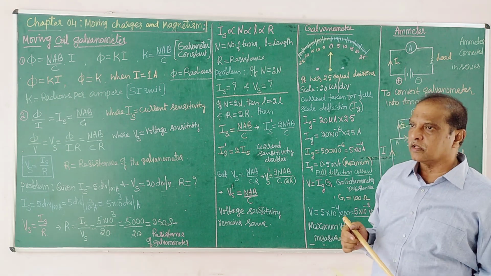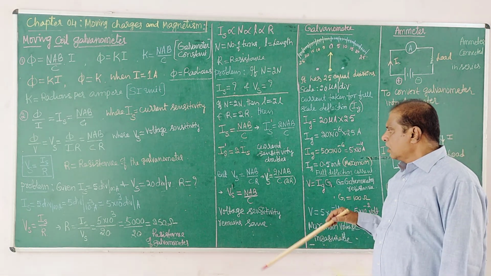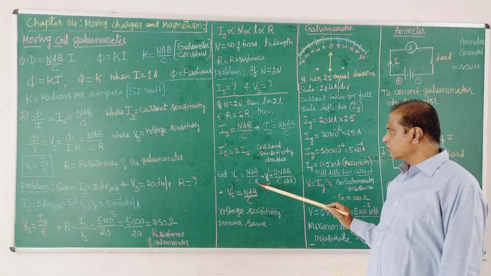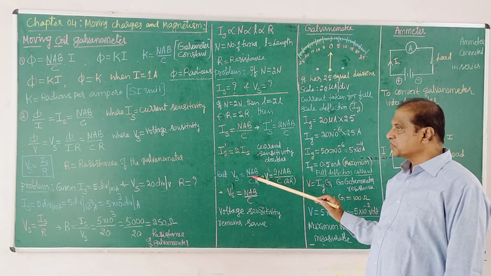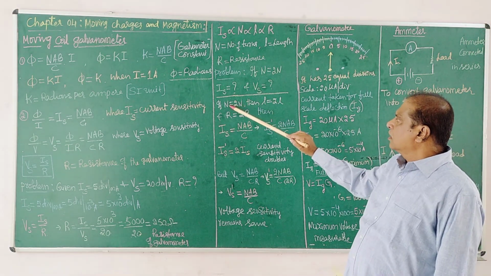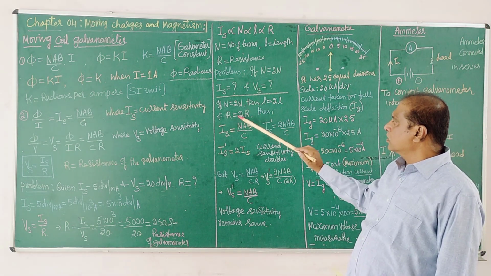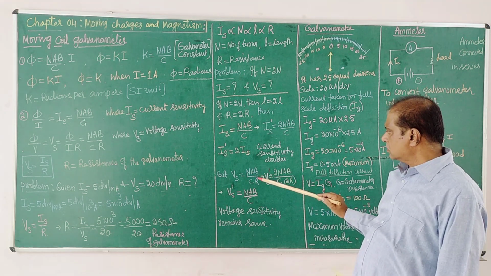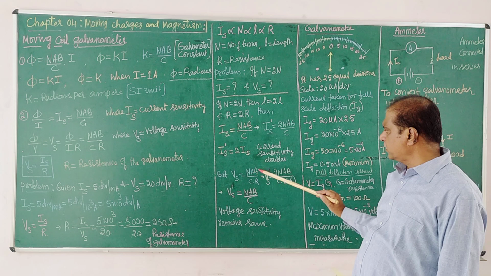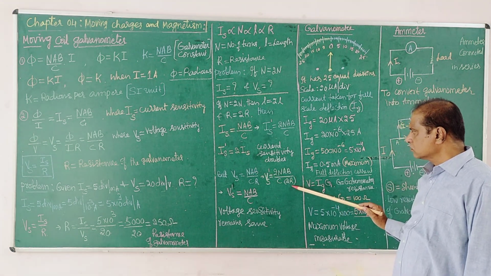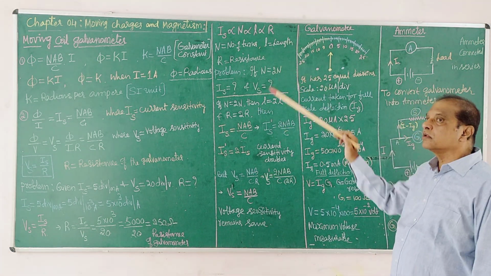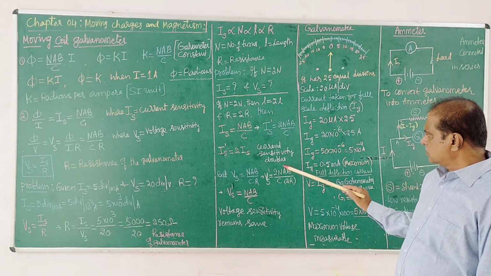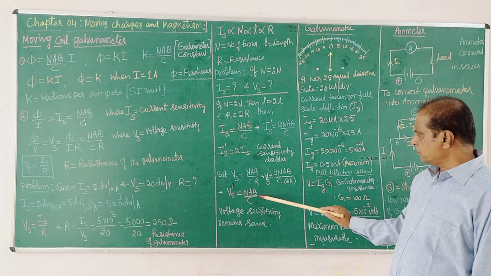And let us verify the voltage sensitivity. Write the equation of voltage sensitivity: NAB divided by CR. Substitute for the change. What is the change? We have both n and R. Change n into 2n. If you change n into 2n, R also changes to 2R, because that is the proportionality I have given. Simplify, the 2 gets cancelled, we get back the same.